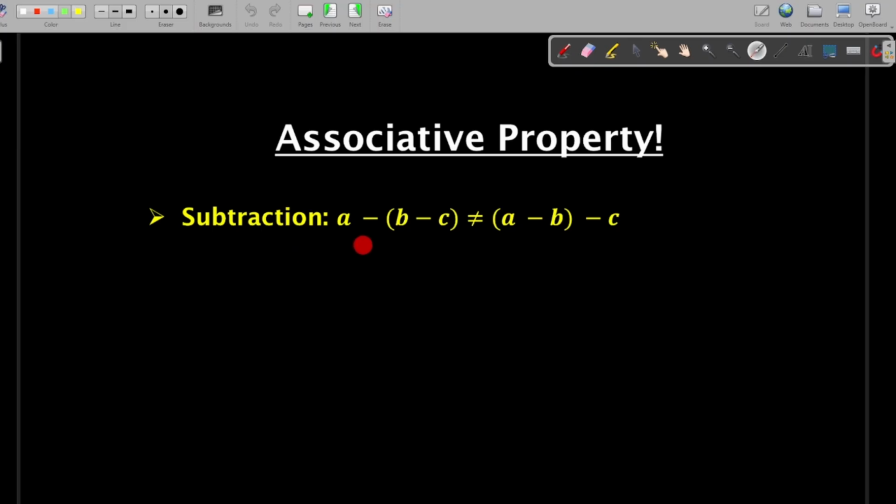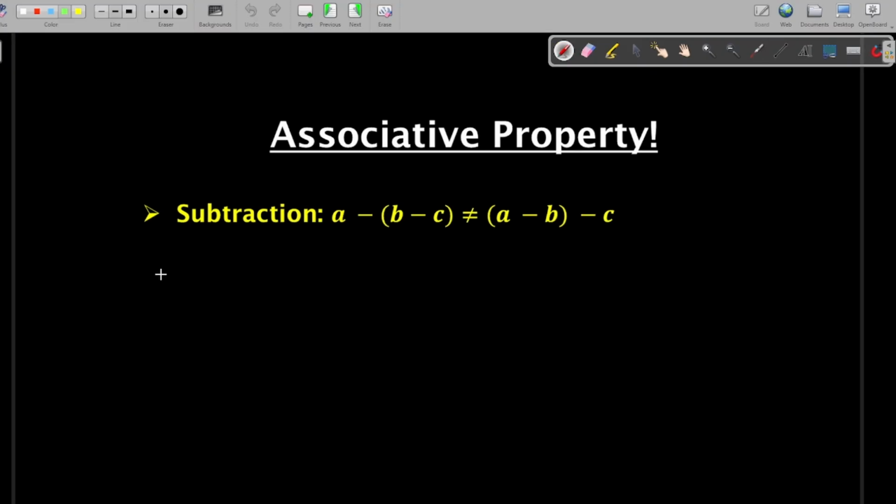Mathematically, it can be expressed as A minus open bracket B minus C, close the bracket, is not equal to open bracket A minus B, close the bracket, minus C. So what we are saying here is that what we have on the left hand side is not equal to what we have on the right hand side when it comes to subtraction under the associative property.